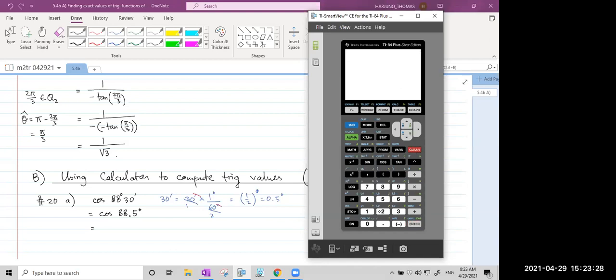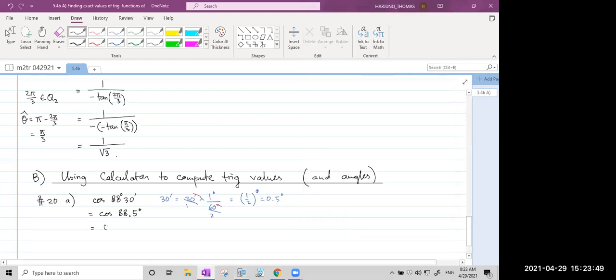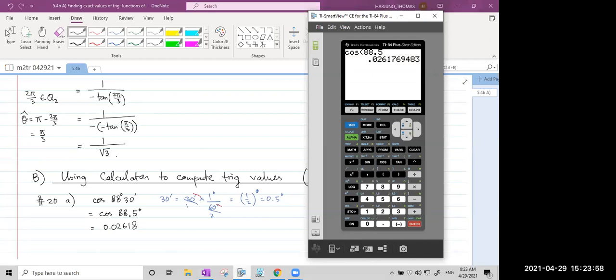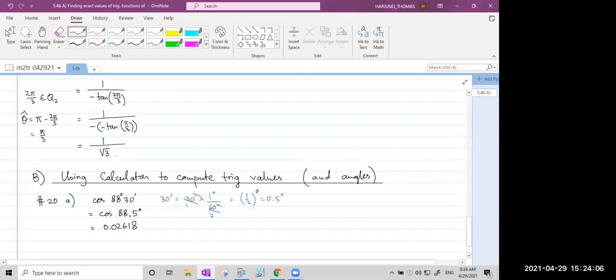Now compute cosine 88.5. I don't put the degree symbol there because the mode is already in degrees. So our calculator will understand that 88.5 is in degrees: 0.02618. And in my class, if you have decimals, always make it 5 decimal places, at least. Now, how about number 20B?